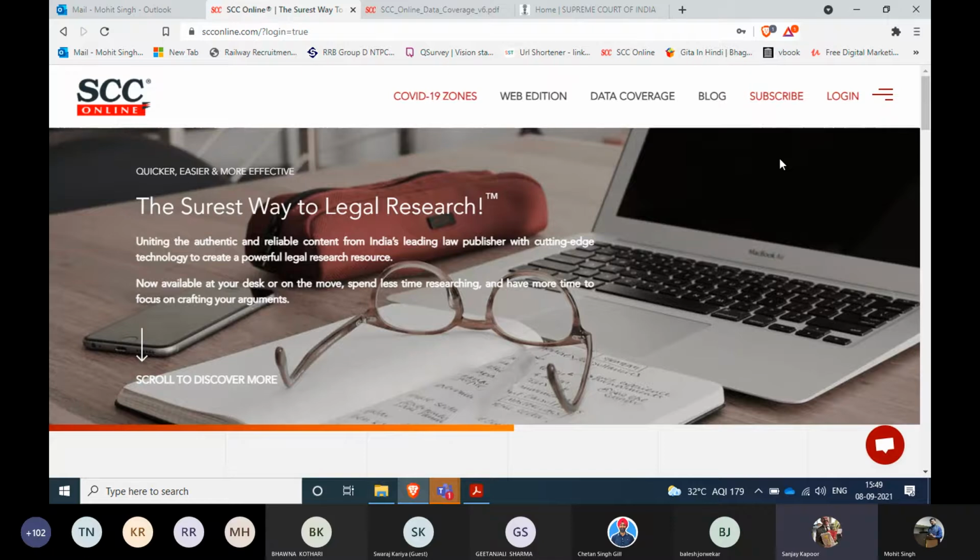So in addition to Eastern Book Company's SCC series, we have hundreds of other series available. Some of these series also have the copyright with the Honorable High Courts. Several High Courts have given us permission to include the ILRs, Indian Law Reports. So even the authentic reports are available here.